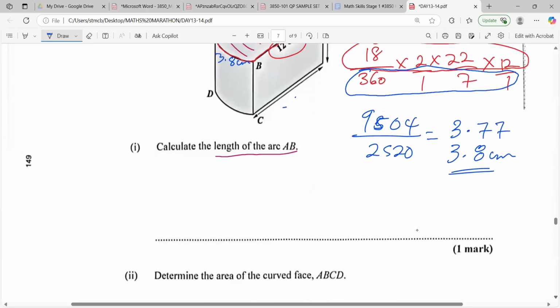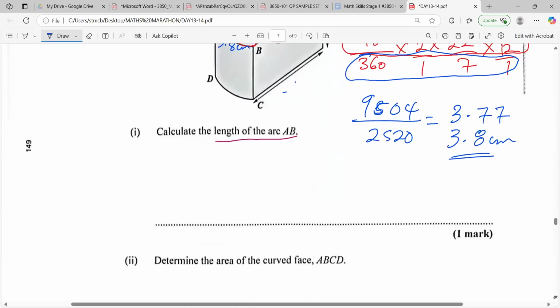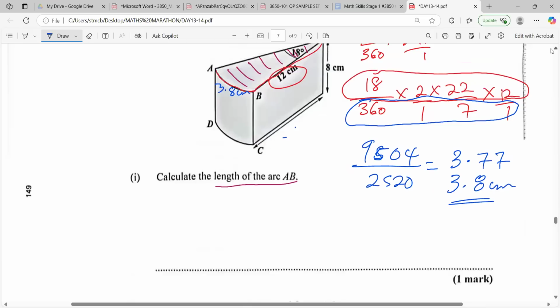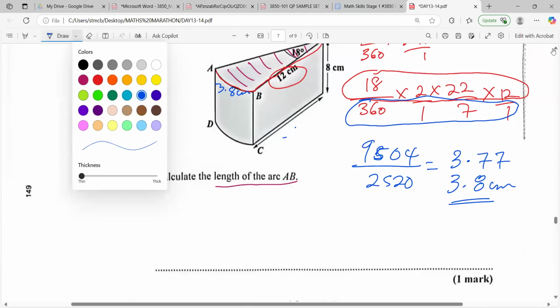So that is ridiculous. All right, they said determine the area of the curved face ABCD. So it's the area. Let me just mark out that ABCD. All right. So ABCD would be here.